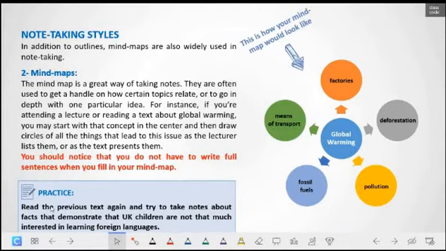All right, we have practice as well using the mind map. Read the previous text again and try to take notes about facts that demonstrate that UK children are not that much interested in learning foreign languages. So this is the question that we did, which is question number one. You have to make the answer using the mind map style. All right, so 5 minutes again for this activity.